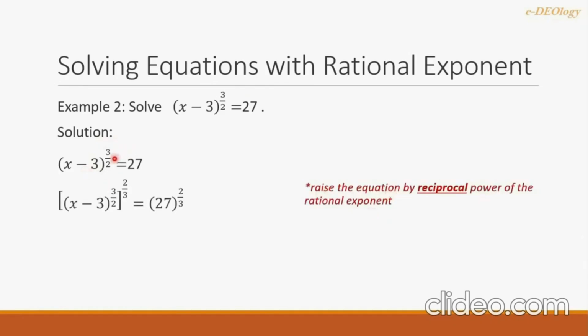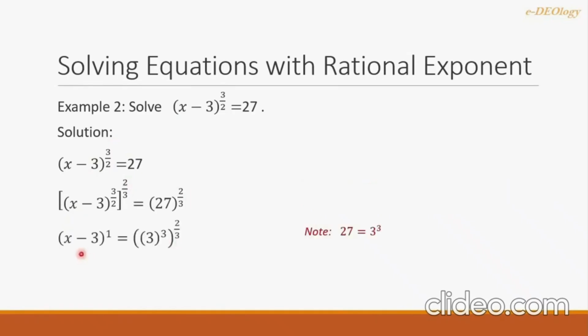So the 3 over 2, the reciprocal is 2 over 3. That is why you see the equation now is raised to 2 over 3 on the left side, also 2 over 3 on the right side. Next, the 3 over 2 multiplied by its reciprocal will give 1. So the exponent now becomes 1.